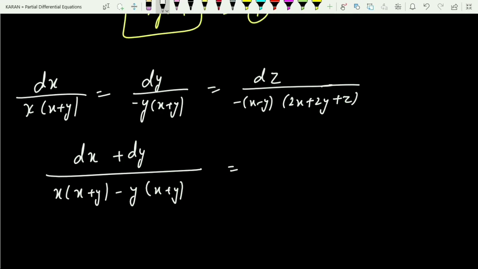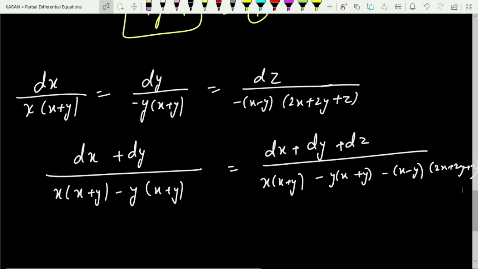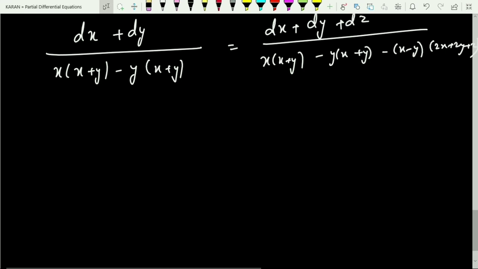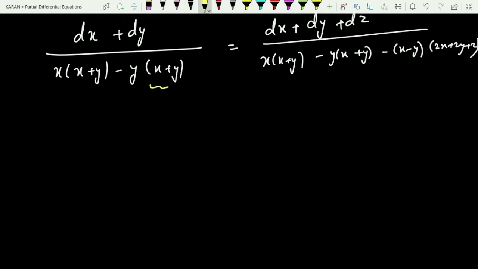And furthermore, what you are interested to do is dx plus dy plus dz. So you will get a very beautiful thing. Just try to observe. I'm just writing all the terms from the numerator, and minus x minus y multiplied with 2x plus 2y plus z, right? Now if we work on this term, that is dx plus dy upon this, can you see something is common in this? Yes, x plus y is common. So dx plus dy divided by x plus y into x minus y.